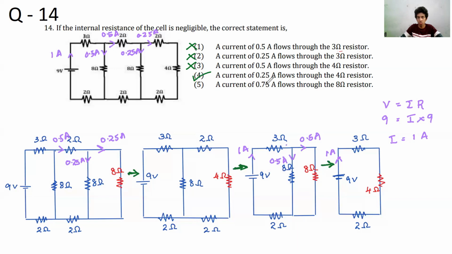Fifth one, a current of 0.75 amperes flows through the 8 ohm resistor. Now, there are two 8 ohm resistors, and a current of 0.5 amperes flows through one, and a current of 0.25 amperes flows through the other. Therefore, the fifth one is also wrong. So the correct answer is the fourth.